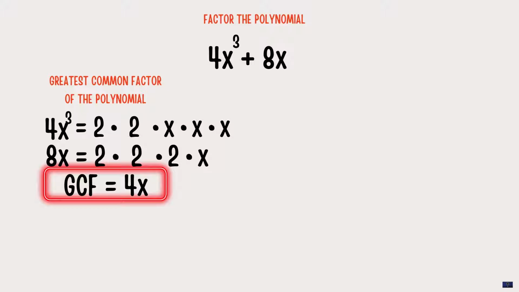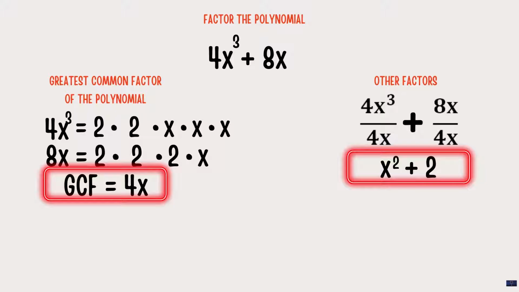The common factors are 2 times 2 times x, so we got 4x as the greatest common factor. The next step is to find the other factors. We divide the given polynomial by the greatest common factor, which is 4x. As you can see, we have 4x cubed divided by 4x plus 8x divided by 4x.